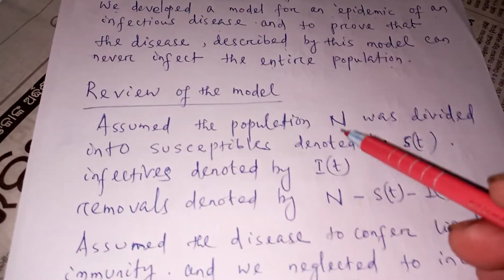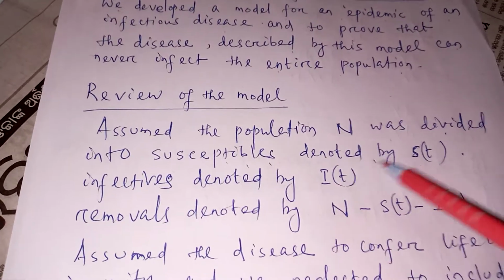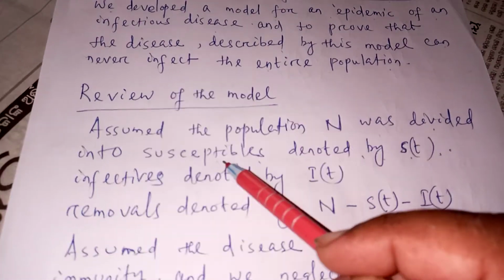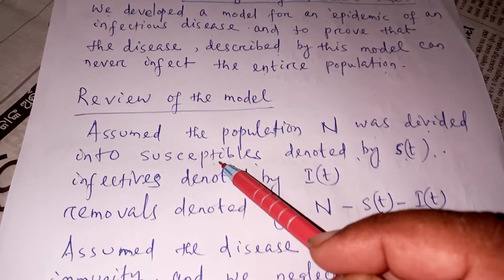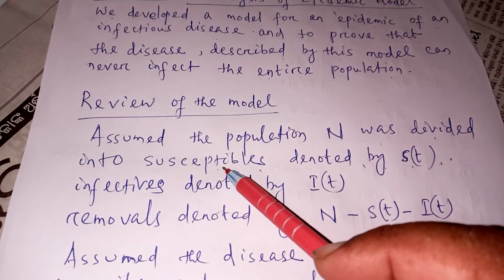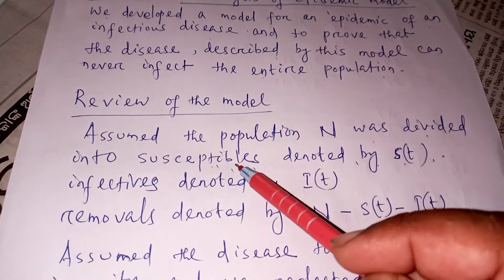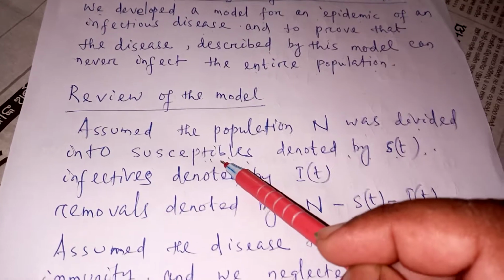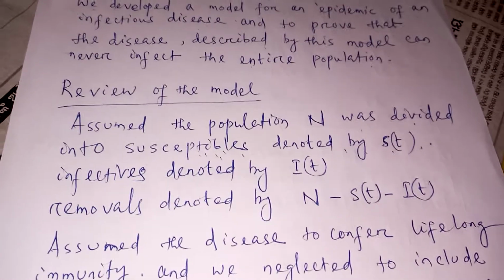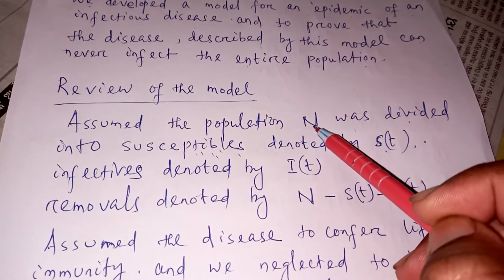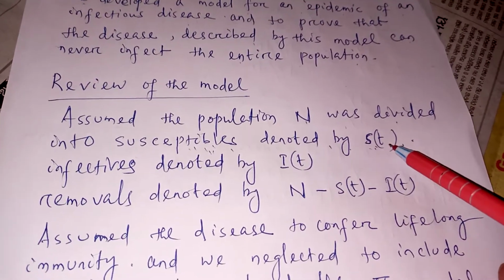Assume the population N was divided into susceptibles, denoted by S of t. What do you mean by susceptibles? Susceptible means easily infected or damaged, means suspect. So N is the total population and susceptibles are denoted by S of t.